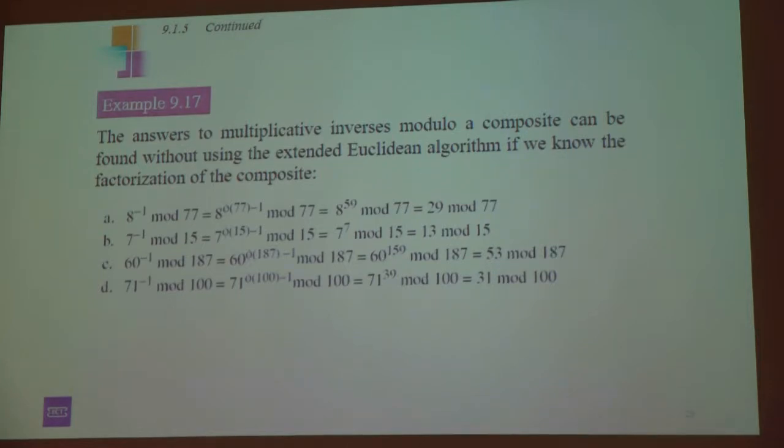So I have to arrange it a little bit. It will equal 8 to the power of 77 minus 1. We calculate that, and it will give me 59 modulo 77, which will be 29. So from here I know that the multiplicative inverse of 8 modulo 77 will be 29. The same applies for the rest.